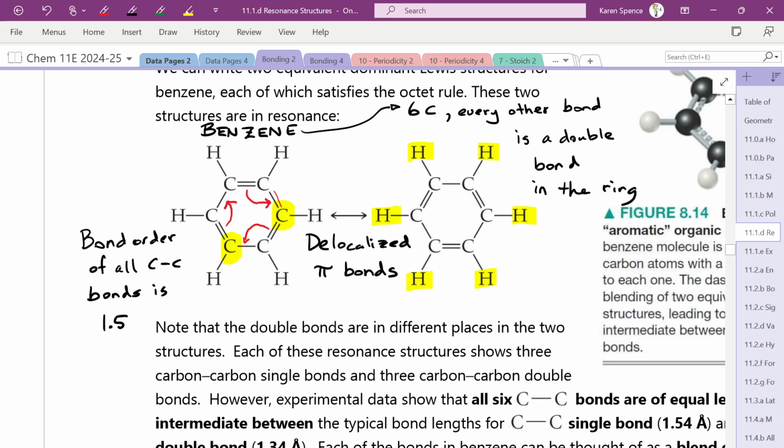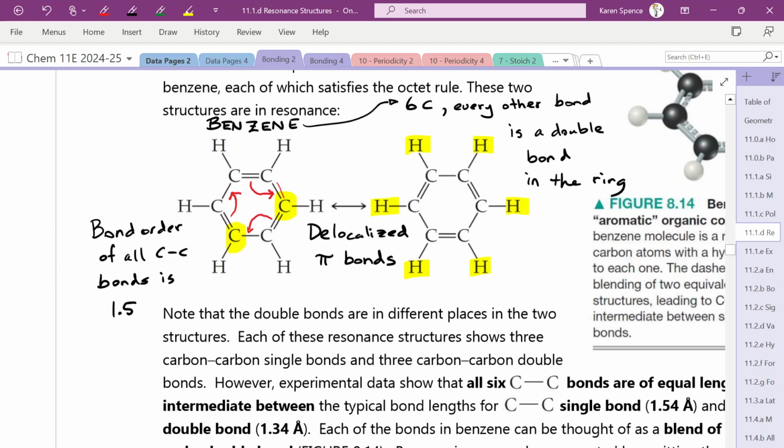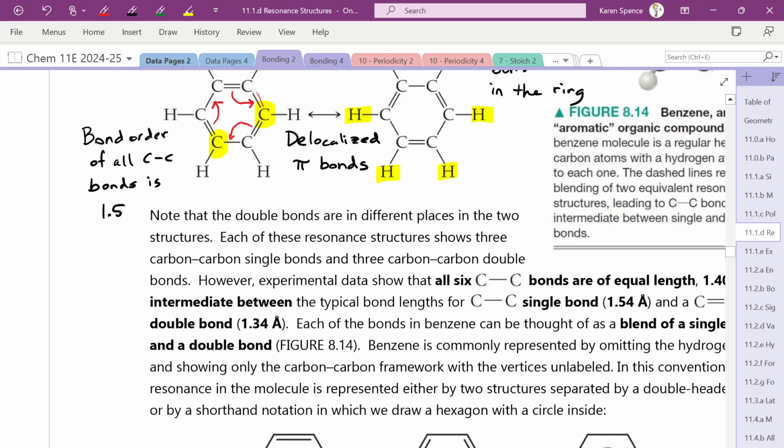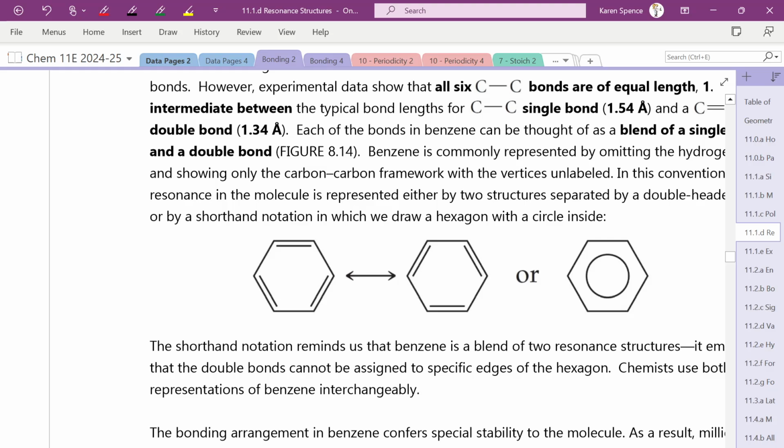Experimental data shows that they are all of equal length, and their length is in between a double and a single bond, and the energy is between a double and a single bond. And this is such a common structure that very often, instead of drawing this whole thing, we will show it with each corner as a carbon. And we don't even bother showing the hydrogens coming off.